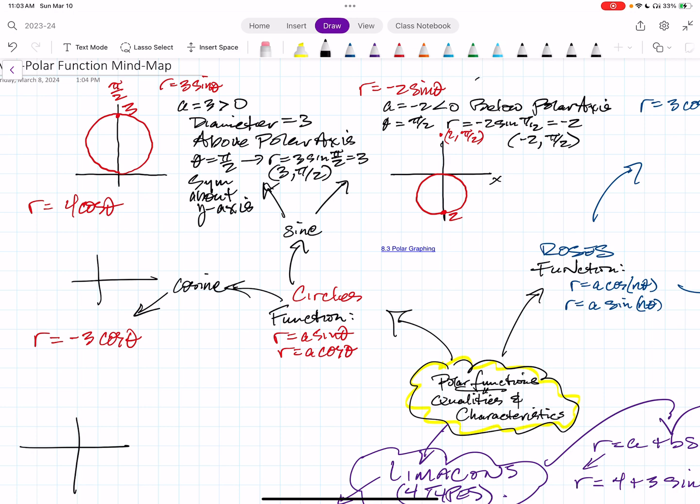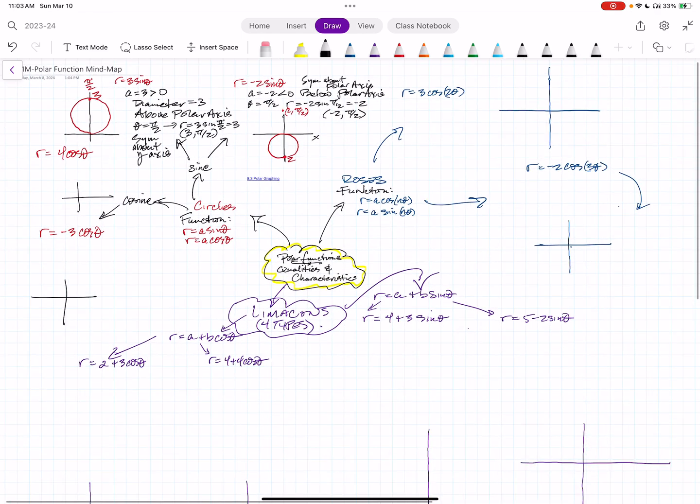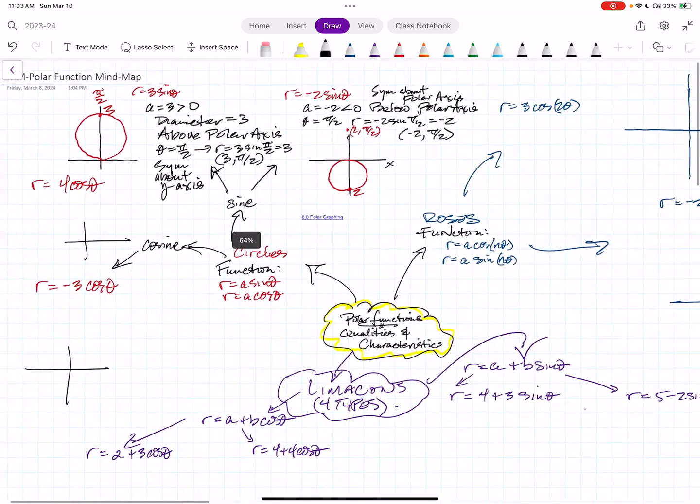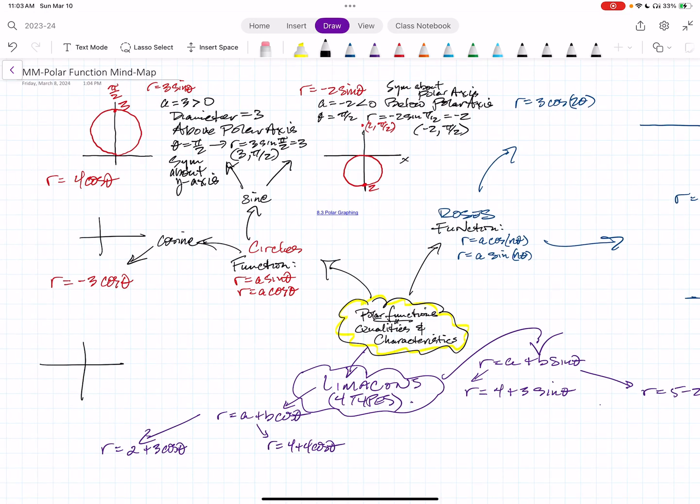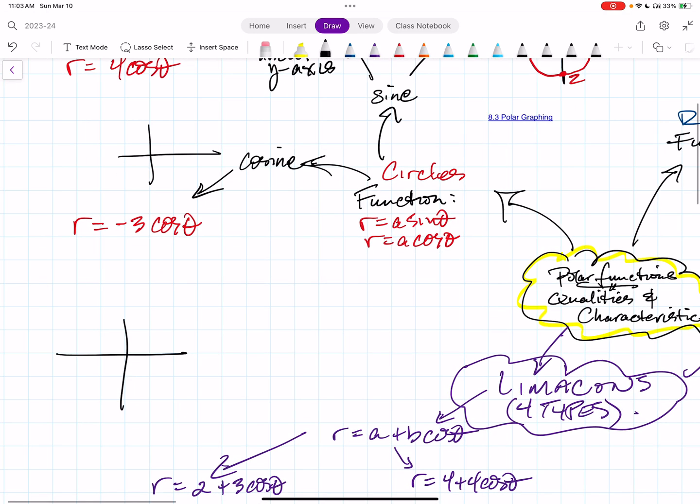It's still symmetric about the polar axis. Making notes here. These are all the characteristics that we observed in the lesson. What we want to do in this mind map, well, it's going to be a big mind map, is review all the different facets. All right, now let's switch to cosine.